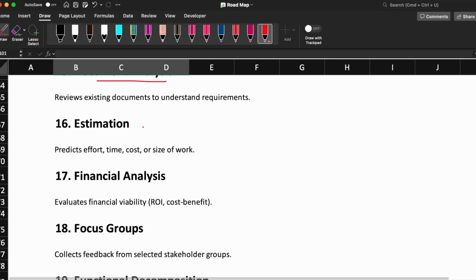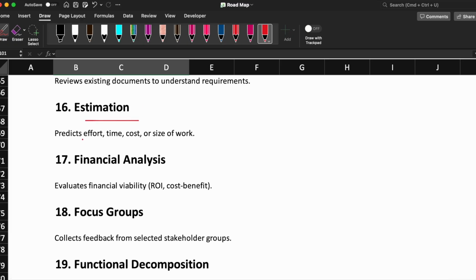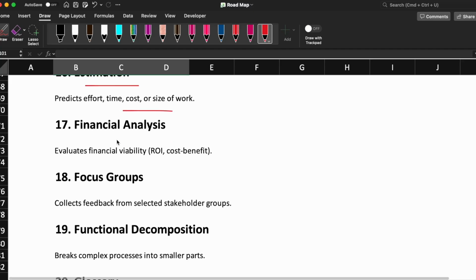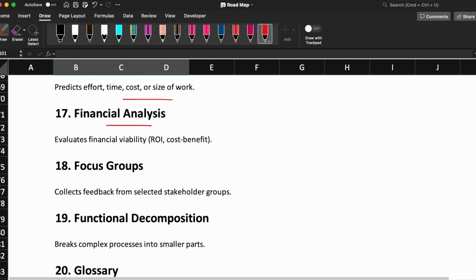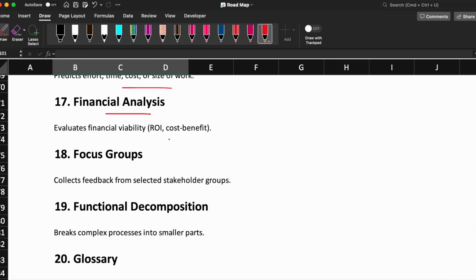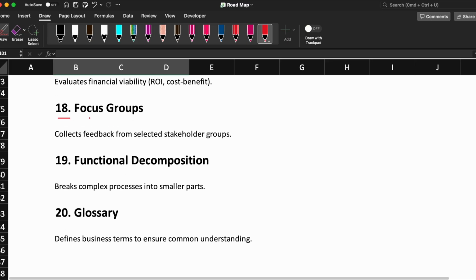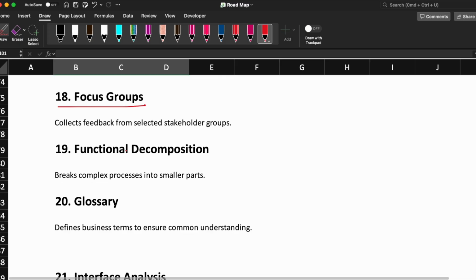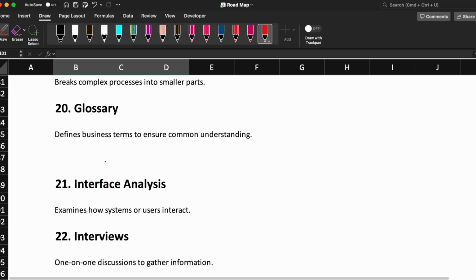Number 16, estimation: predicts effort, time, cost, or size of work. Number 17, financial analysis: evaluates financial viability, return on investment, ROI, cost-benefit. Number 18, focus groups: collect feedback from selected stakeholder groups. Number 19, functional decomposition: break a complex process into smaller parts. Number 20, glossary: define business terms to ensure common understanding.